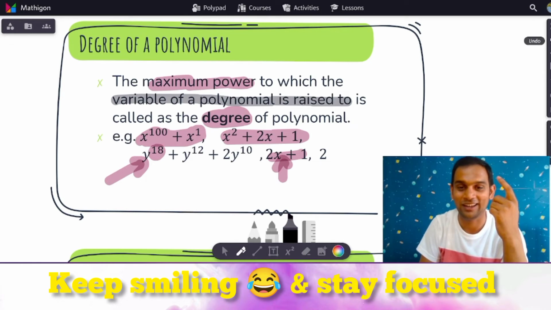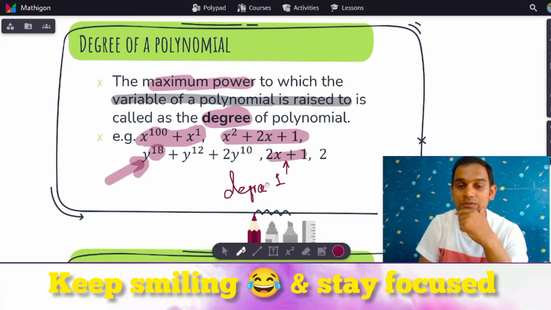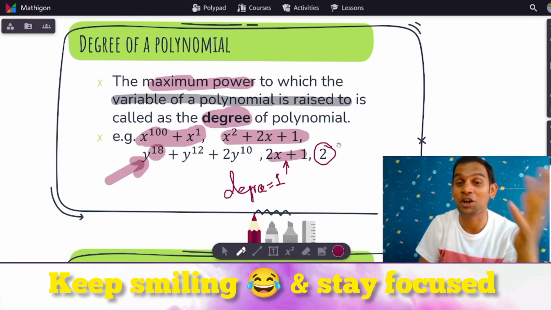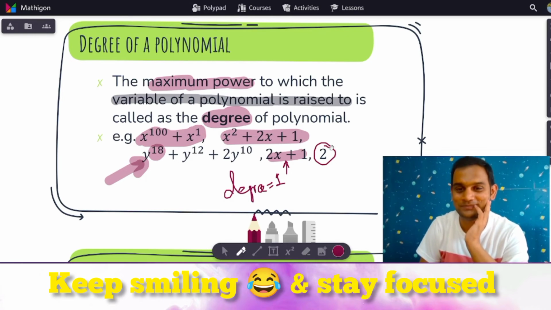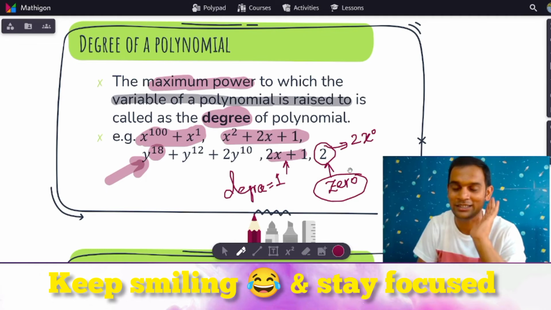Why am I writing with highlighter? Let's change to pen. So the degree of this polynomial is 1. Now, my question is, 2 is a polynomial. What is the degree of a constant polynomial? It is 2 times x to the power 0. That means the degree of a constant polynomial is 0. Always remember that the degree of a constant polynomial is 0.